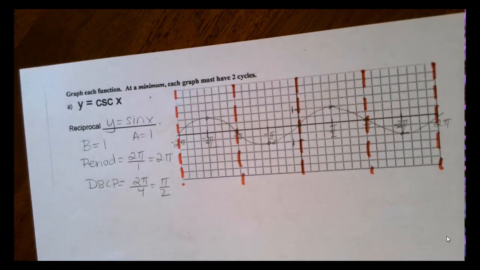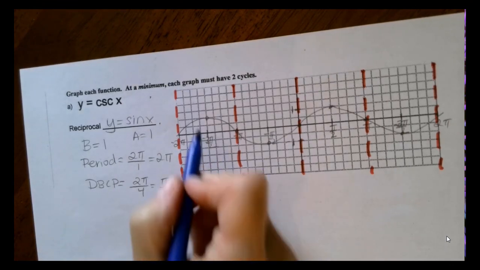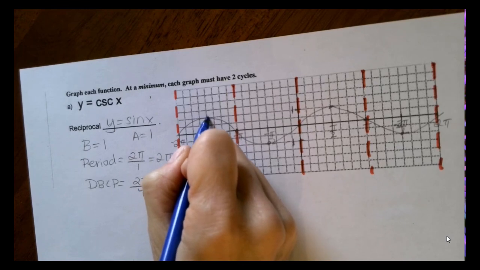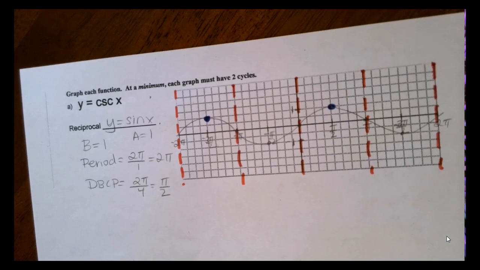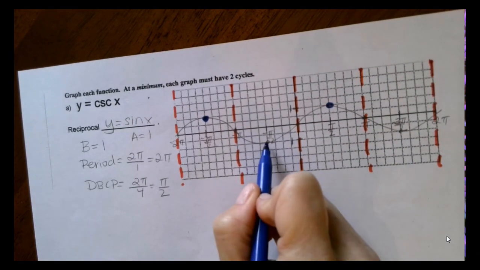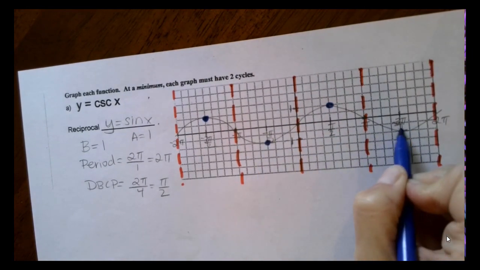Okay, the other thing you need to remember about reciprocal functions is that the reciprocal of 1 is 1. So wherever sine is 1, this cosecant is also going to be 1. And then the reciprocal of negative 1 is also negative 1. So wherever it's negative 1, its reciprocal is also negative 1.